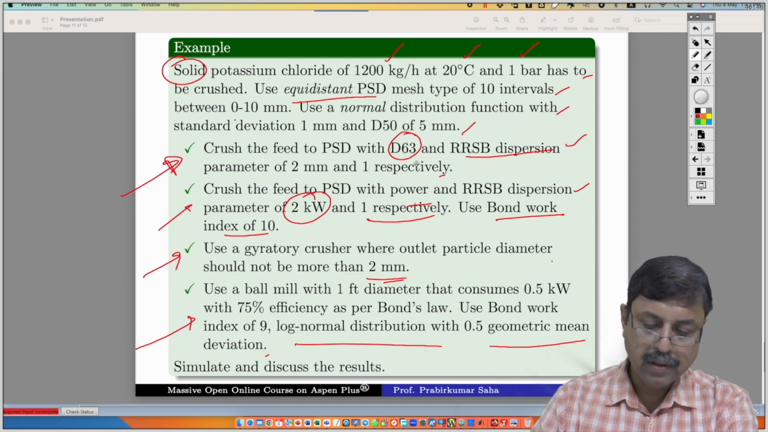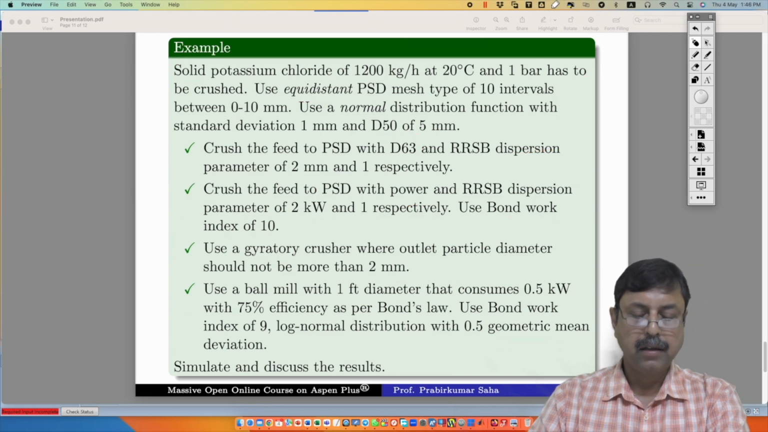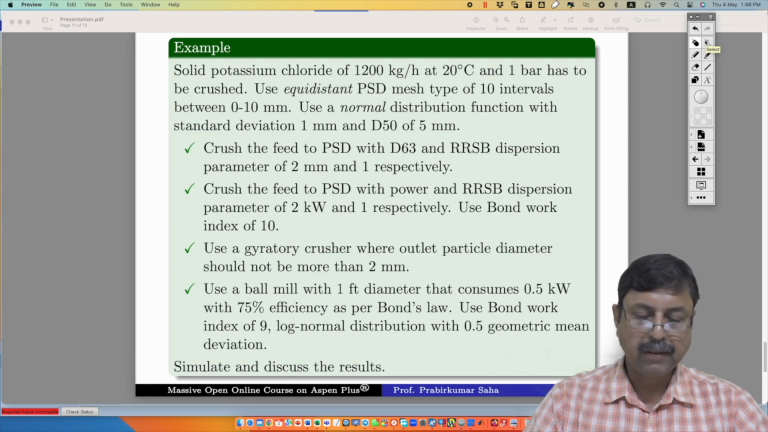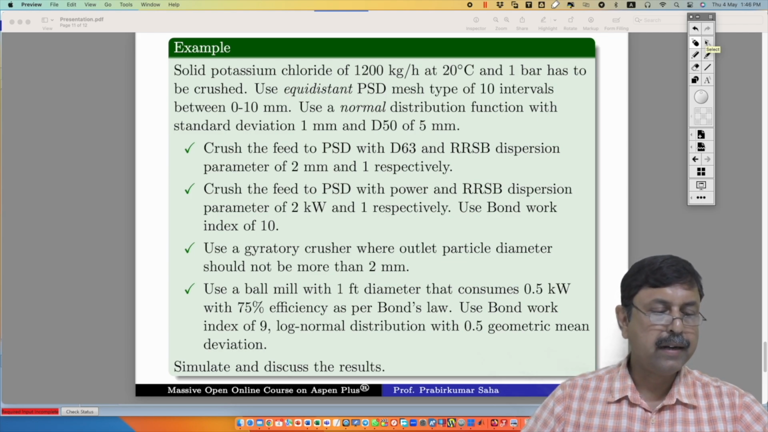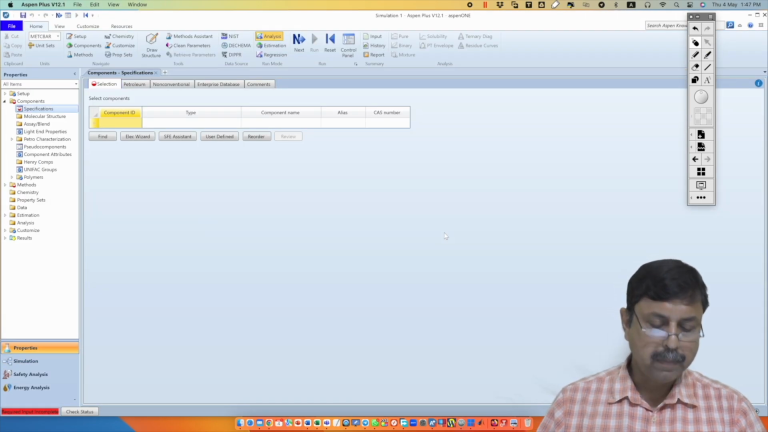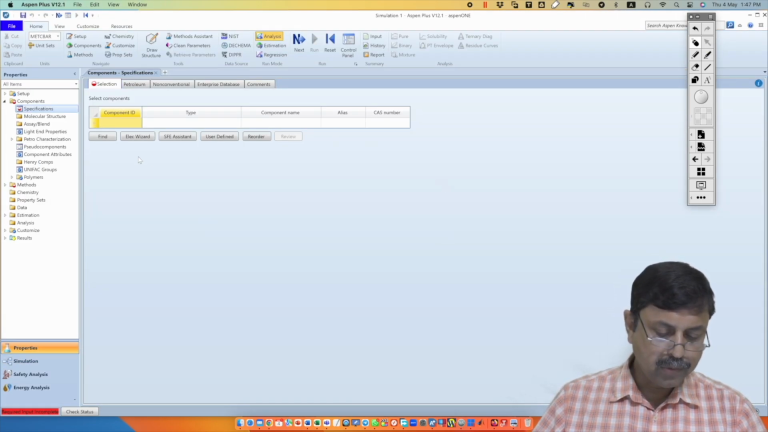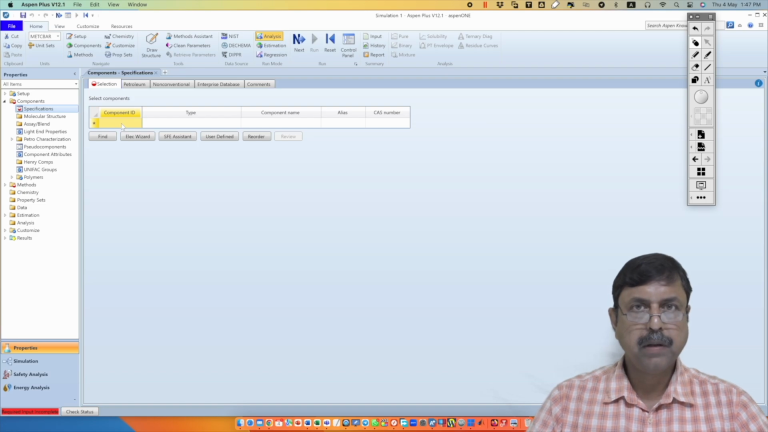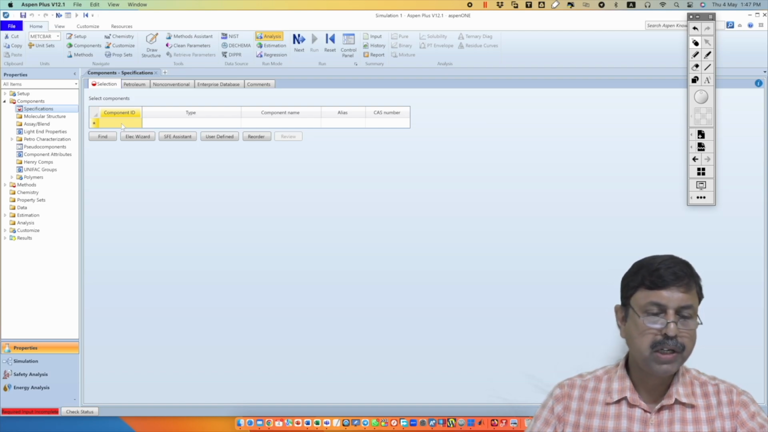So we will solve all these 4 problems one by one. Let us first start with the first problem, where the outlet PSD has been specified. For that, let us go to the simulation window. First, we have to go to the properties. In the properties, we have to first specify our material, that is potassium chloride.